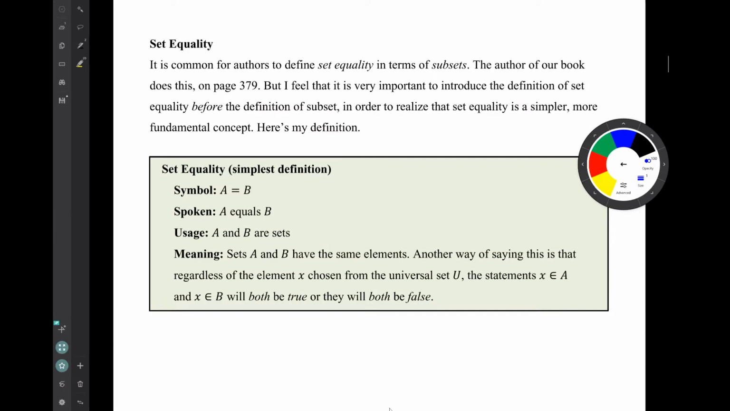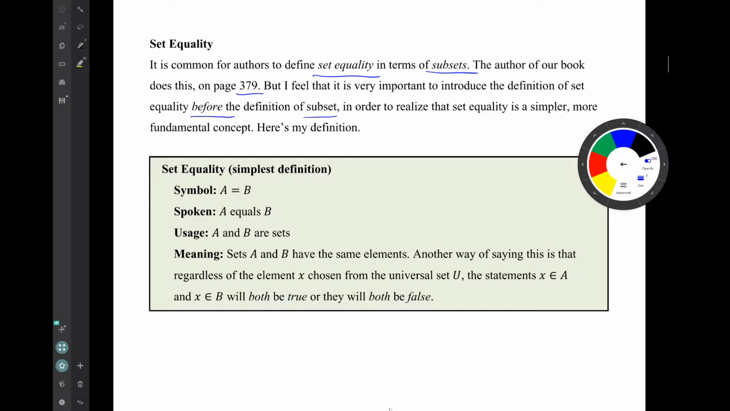The next thing I want to talk about is set equality. It's common for authors to define set equality in terms of subsets. Our book author does this on page 379. But I feel it's very important to introduce the idea of set equality before the definition of subset in order to realize that set equality is a simpler and more fundamental concept.